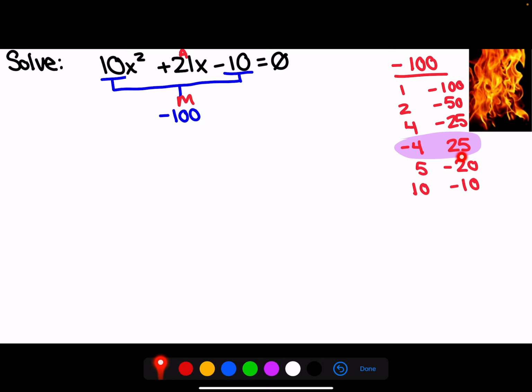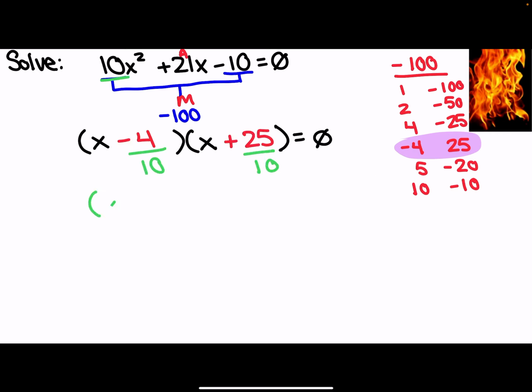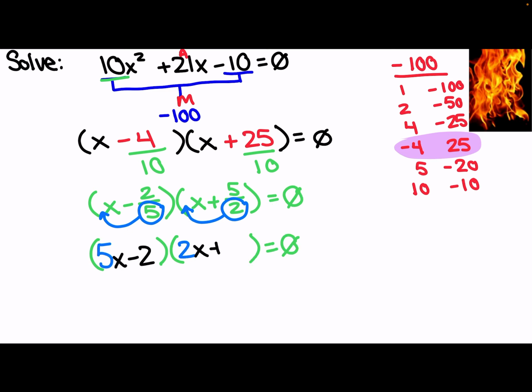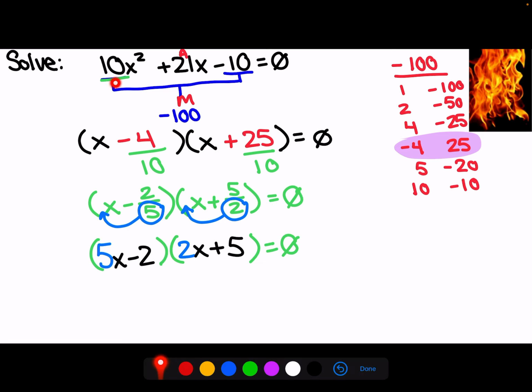From here, we put them in our double bubble. So we'll have x minus 4 times x plus 25 equals 0. Doing that will allow us to have our factoring. Now, we multiplied by 10 to get started, so we need to undo that process. We're going to divide both bubbles by 10. That'll give us x minus 4 over 10 times x plus 25 over 10 equals 0. Reducing down our fractions, we get x minus 2/5 times x plus 5/2 equals 0.